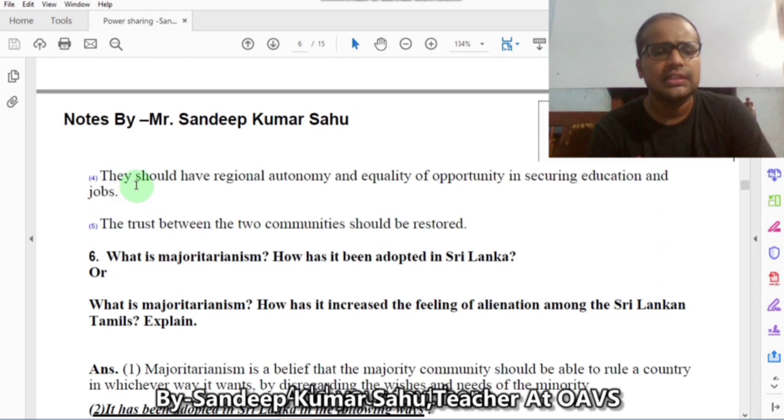And number 4 is they should have regional autonomy and equal opportunity in securing education and jobs. So they should get regional autonomy in the northern part and the southern part, and they should be given opportunity in government jobs and at university level, so that they could also be educated and benefit from the government. And number 5 is the trust between the 2 communities should be restored. So trust should exist in both communities, and Sri Lanka should live in peace and harmony forever. Those are the demands.